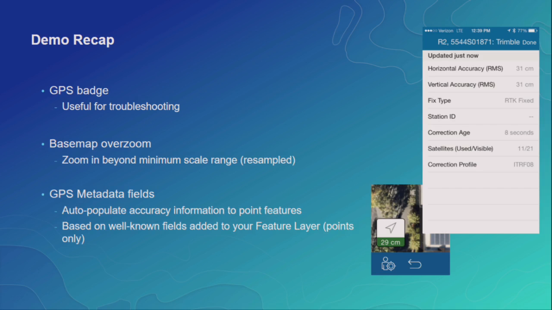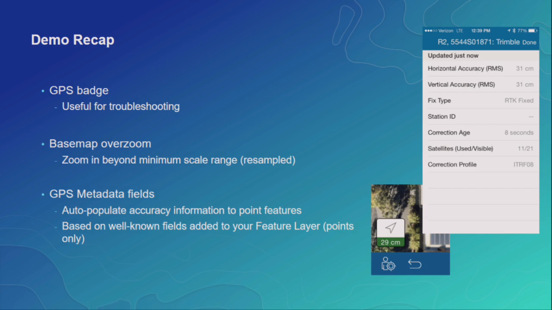Base map over zoom. In the ArcGIS Online map viewer, you can only zoom in so far. But we've implemented over zooming functionality for high accuracy workflows, so you can override that minimum scale range to continue to zoom in. If you're using centimeter level accuracy, a lot of times from a high zoom level the points will be clustered and you can't really tell the difference. So it's nice to be able to zoom in to that level.